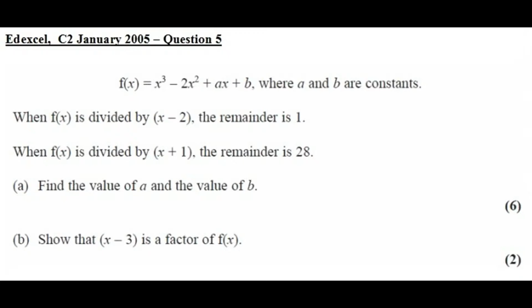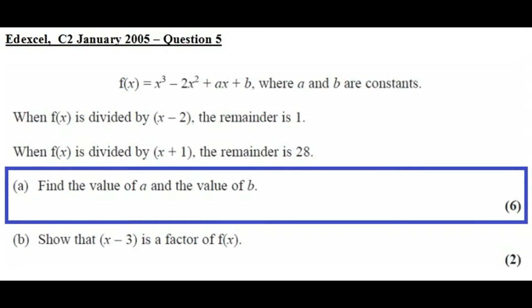Question number 5. f of x is x cubed minus 2x squared plus ax plus b, where a and b are constants. When f of x is divided by x minus 2, the remainder is 1. When f of x is divided by x plus 1, the remainder is 28. And in part A, find the value of a and the value of b.